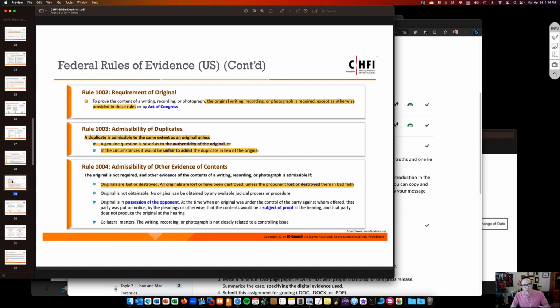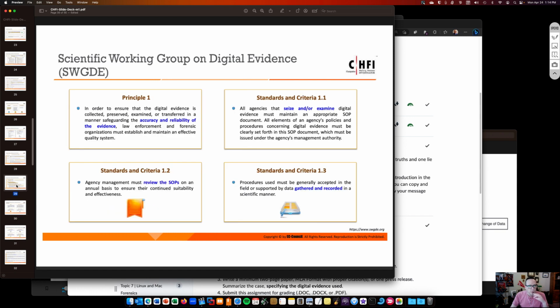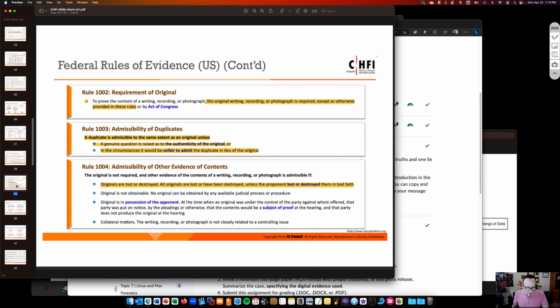And we have other rules, 1002, 1003, 1004, admissibility. Admissibility of duplicates is very important. A joining question is raised about authenticity. So again, we're going to look at that. I think coming next module, actually creating evidence or extracting evidence and how you handle evidence. So to deal with all this complexity, I'm not going to go any deeper into the chapter here.